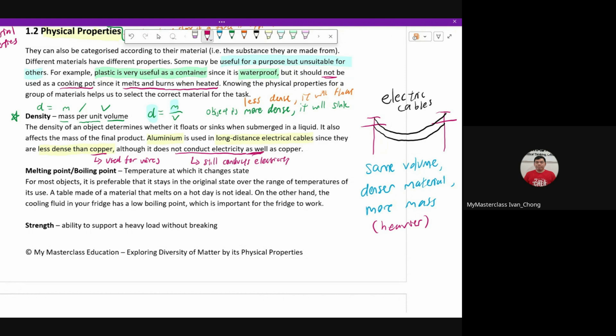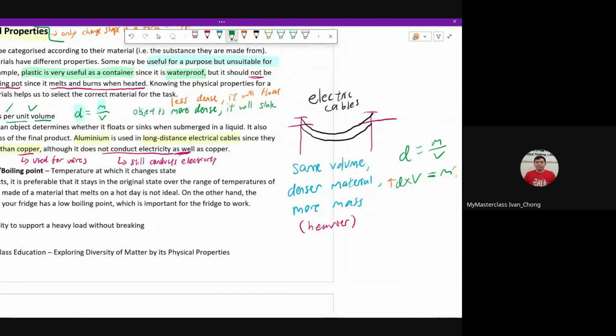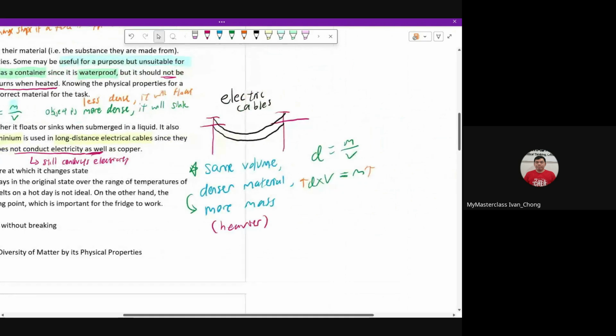Because aluminium is actually less dense, so it will be lighter. So your cables will not droop down and injure anybody if someone touches it. Okay, so you can think of it as, if you know that you have the same volume, then this means this. That's why if you look at the formula, density, mass, and volume, these three are your keywords.